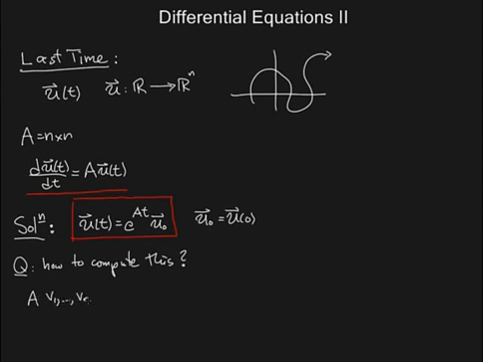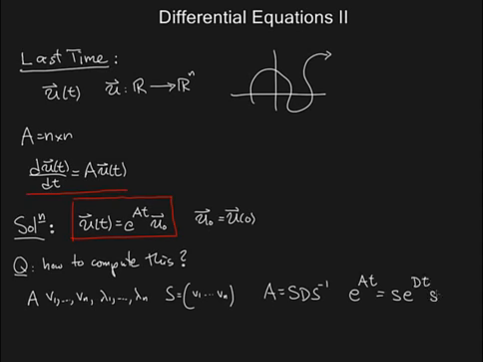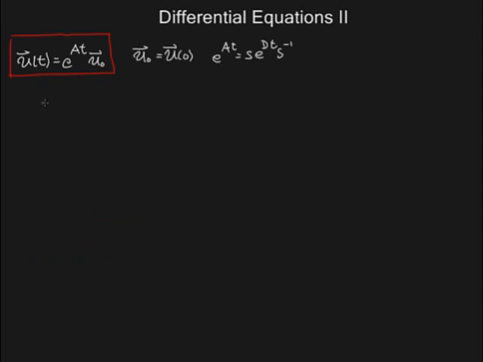Well, the way we compute it is as follows. Let's assume A is diagonalizable with these eigenvectors and eigenvalues. You make this matrix S as usual, and we see that A is S D S inverse, and we see that e to the At is S e to the Dt S inverse, and e to the Dt is very easy to compute. So we plug that in. u is equal to S e to the Dt S inverse u naught.